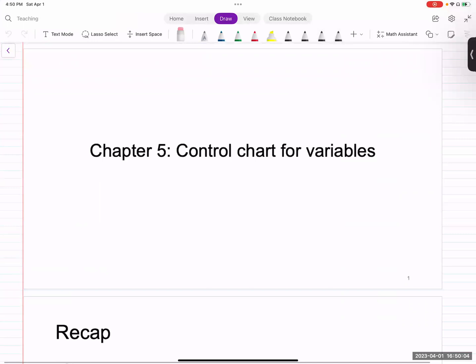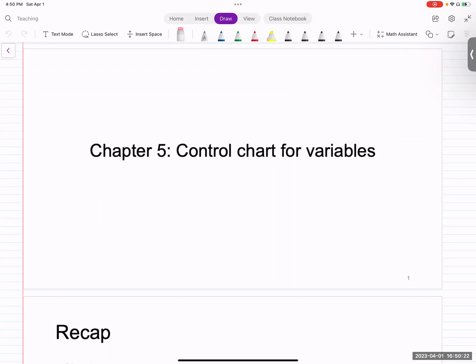Today we'll talk about our first chapter on control charts. So this is where we will start. You will see that we will start using some of the concepts that you have learned so far in chapters 1, 2, 3, and 4, and then we start constructing our control charts.